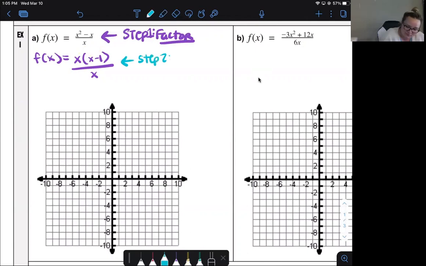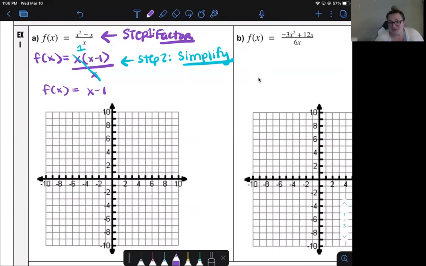Step 2, simplify your equation. So check this out. What is x divided by x? 1. And what is 1 times x minus 1? Well, that's just x minus 1. We're left with a function that is f of x equals x minus 1. Now, it's no longer a fraction, and we know how to graph this. It's a degree 1 polynomial, which means it's linear.